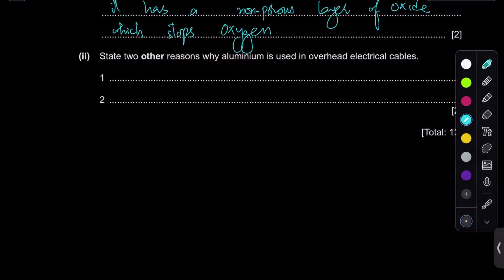State two other reasons why aluminum is used in overhead electric cables. One, we just said that it is low density. But remember, it's an electric cable, so it has to conduct electricity as well. So it has good conductivity. So there you go.